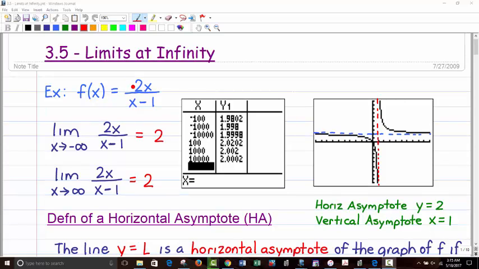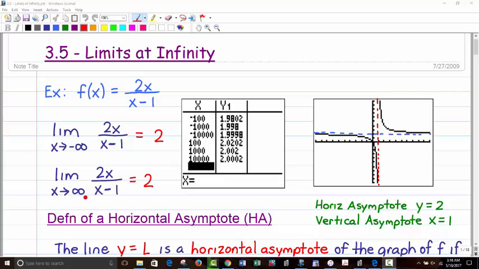Okay, so now let's say we have the function 2x over x minus 1. And we want to evaluate this as x goes to negative infinity and x goes to positive infinity. Notice I took negative 100 and started decreasing it: negative 1,000, negative 10,000. So x is getting smaller and smaller, heading toward negative infinity. And look at what the values of y are doing. They're getting very close to 2. So you can safely say that the limit result is going to be 2.